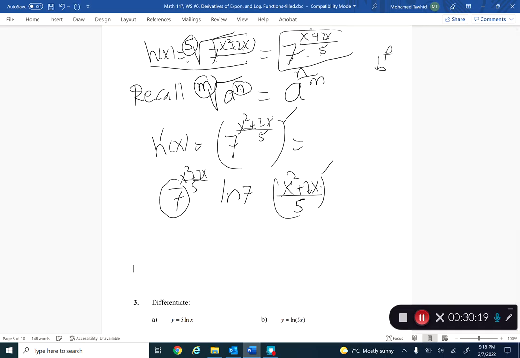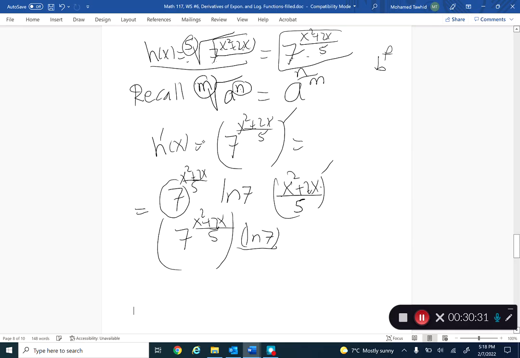So what do you have? You have 7 to the power x squared plus 2x over 5, times ln 7. That is a number, I just leave it. Multiply by 1 over 5. Some people say, can I apply the quotient rule? Yes, you can apply the quotient rule because it is x squared plus 2x divided by 5.